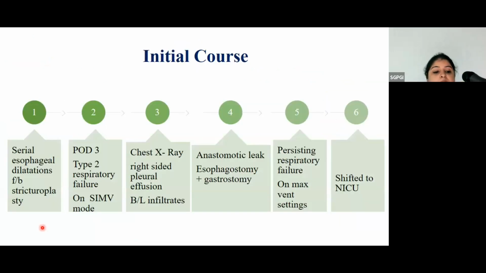In the initial course, the baby underwent serial esophageal dilatations due to the stricture, followed by stricturoplasty here in our institute itself. On post-op day 3 of the surgery, the baby had type 2 respiratory failure requiring intubation and ventilation on conventional mode, that is SIMV mode. The chest X-ray at that time showed right-sided pleural effusion and bilateral infiltrates. Anastomotic leak was suspected, hence corrective repair in the form of esophagostomy and gastrostomy was done. But the baby still had persisting respiratory failure even on maximum ventilatory settings. Hence, the baby was referred to NICU and was shifted here.